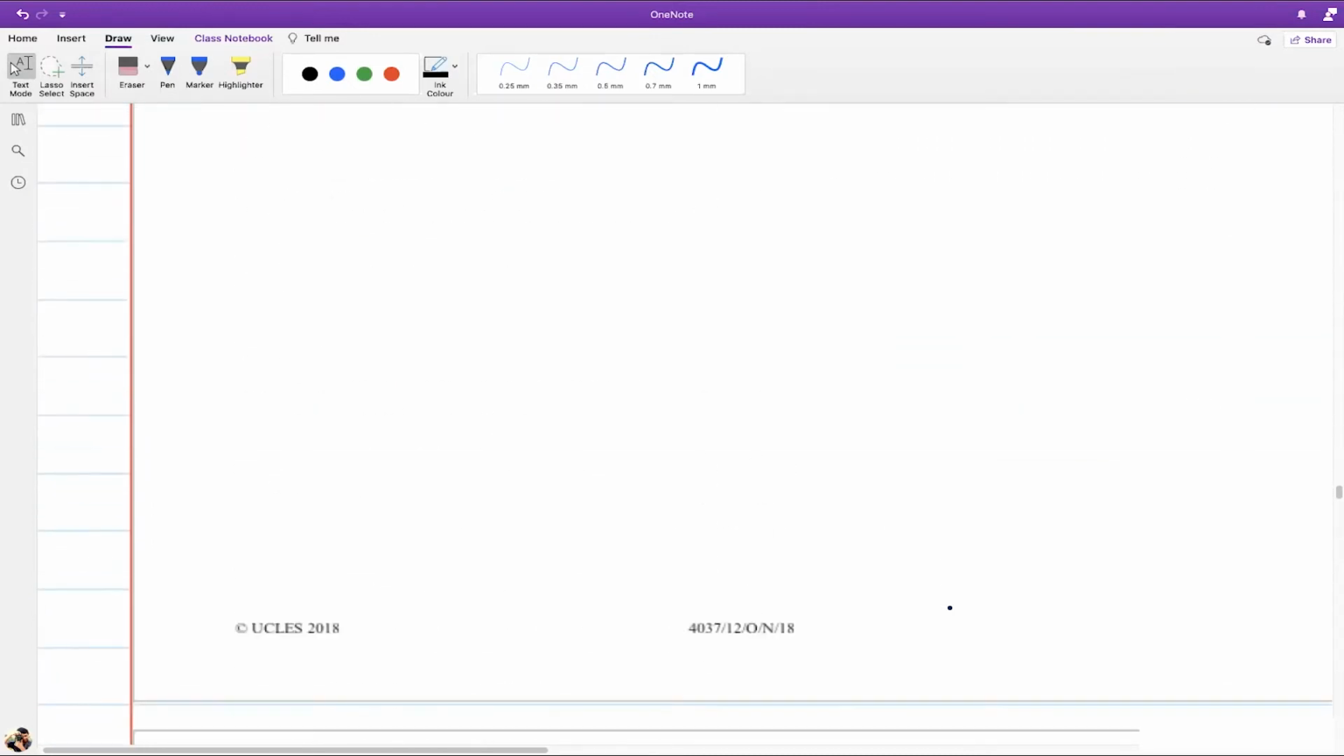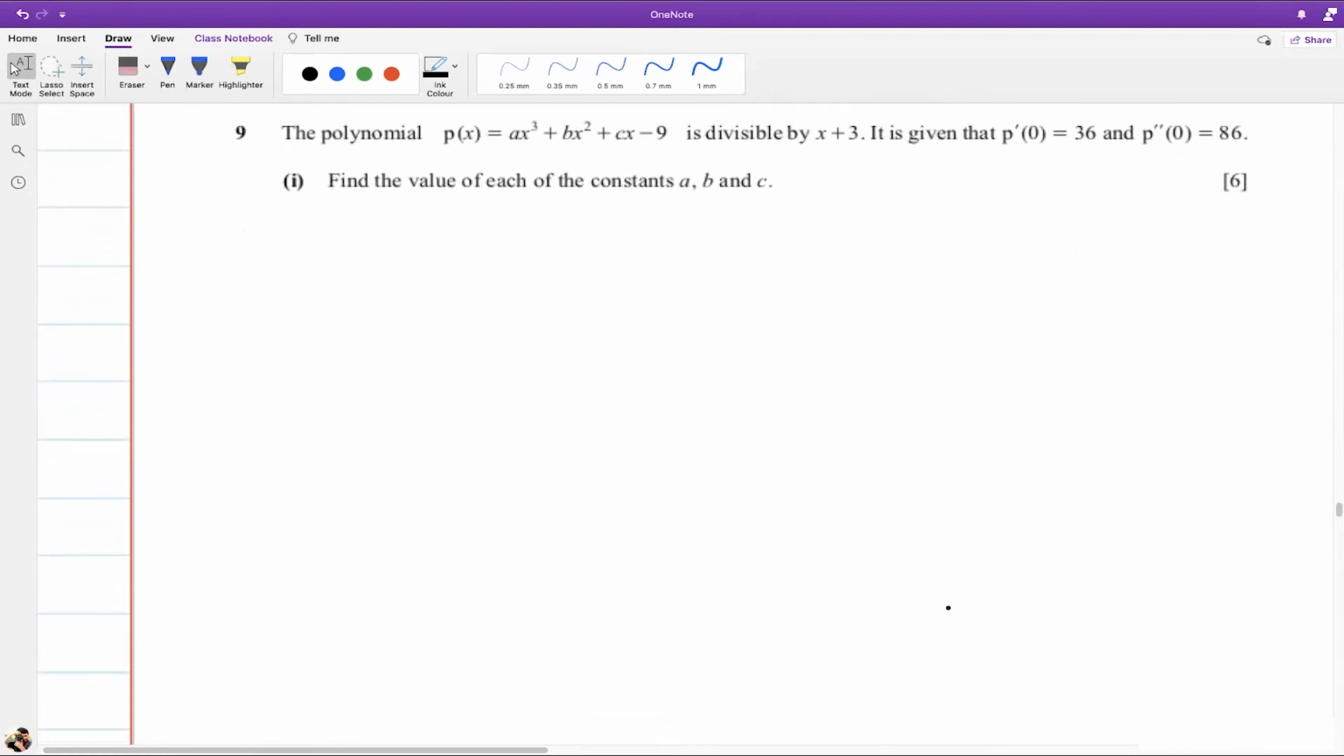This is no longer in the syllabus. All right, the polynomial p(x) is divisible by x plus 3. हमें पता लग गया कि x plus 3 is a factor. ठीक है, it is given that p prime of 0 is 36 and p double prime of 0 is 86. Okay, ये भी हमें इंफॉर्मेशन मिल गई। तो सबसे पहले तो मैं इसको x plus 3 से डिवाइड करता हूँ। इसका मतलब है p of -3 is equal to 0. इस पूरी स्टेटमेंट का मतलब ये बनता है कि p of -3 is 0.